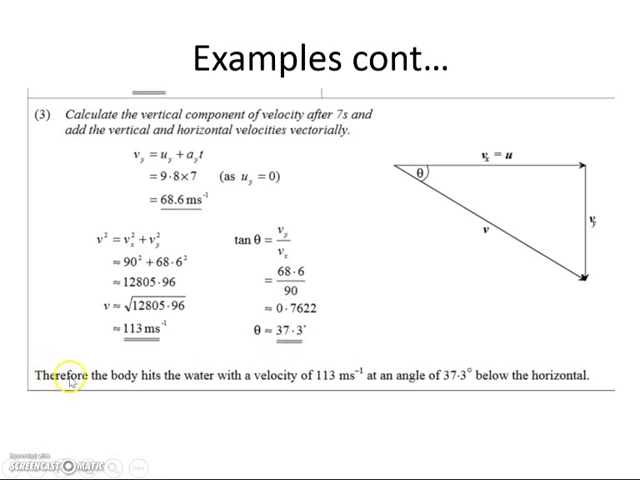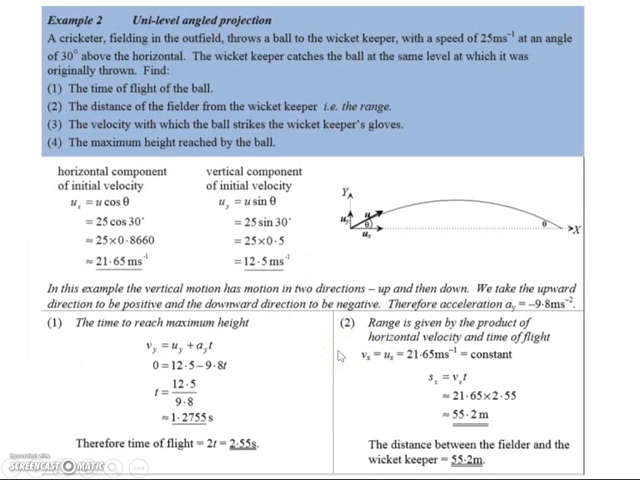It's always handy to sum up the problem by stating your final answer. Therefore the body hits the water with a velocity of 113 meters a second at an angle of 37.3 below the horizontal. In most situations when you're finding a final velocity, you will be doing an inverse tan to find the angle, because all of the questions end up being very similar, and they'll usually be tan.